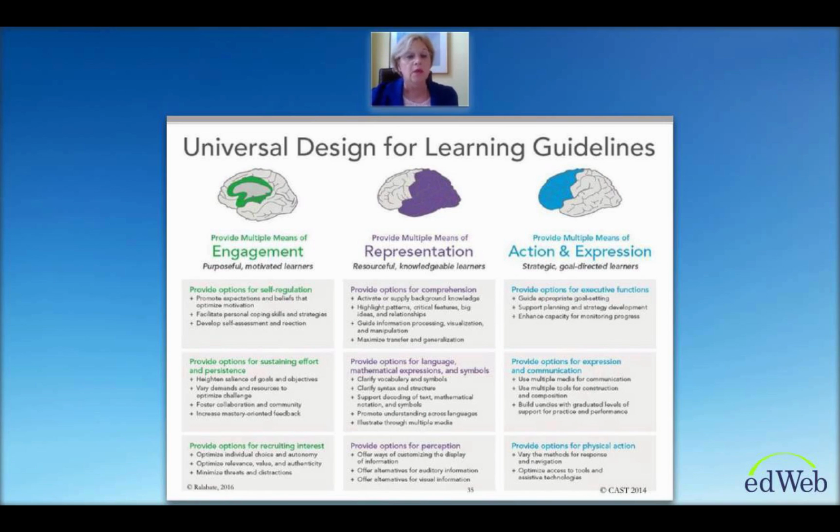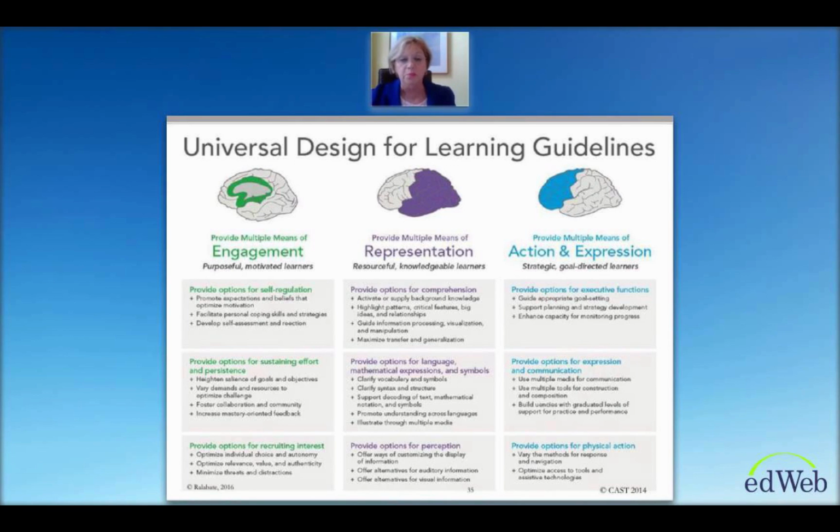Moving to the center, in the purple area, you'll see the recognition networks, which are in the back of the brain. This is how we receive or perceive information and how it's represented in our learning and how we assign meaning to it. So the principle that addresses the recognition networks is the multiple means of representation, the representation principle. And you'll see there the 3 guidelines underneath that that are highlighted and bolded.